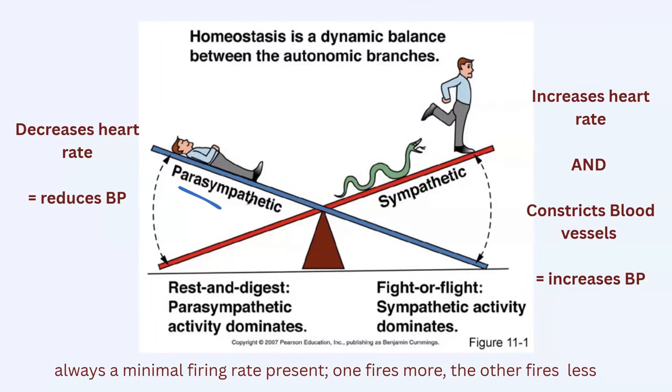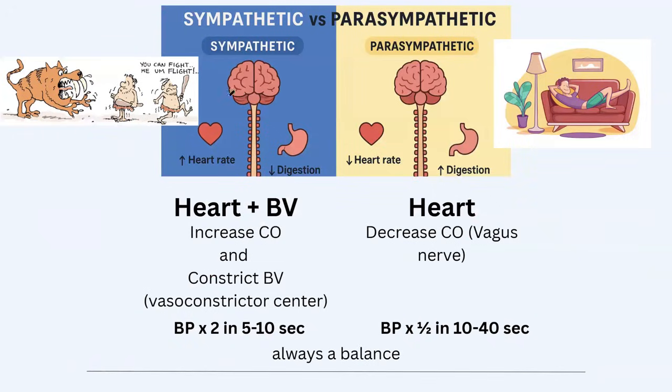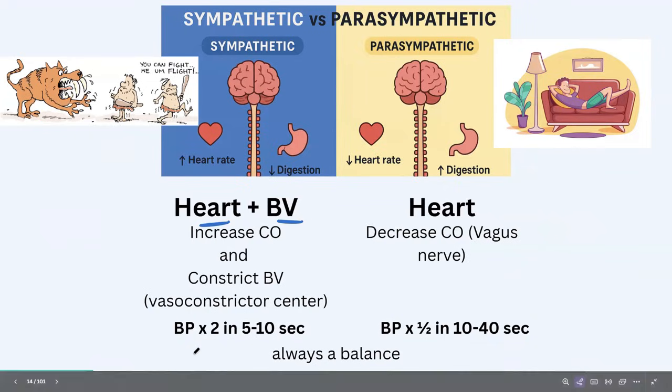Okay, there's always a minimal firing rate. There's always homeostasis between the two. Again, sympathetic versus parasympathetic. In sympathetic, you have increased heart rate. The sympathetic nervous system, keep in mind, acts on both the heart and the blood vessels. Okay, so it's going to increase the heart rate. It's going to constrict the blood vessels. Okay, and that can raise the BP by 2 times in 5 to 10 seconds, very quickly.